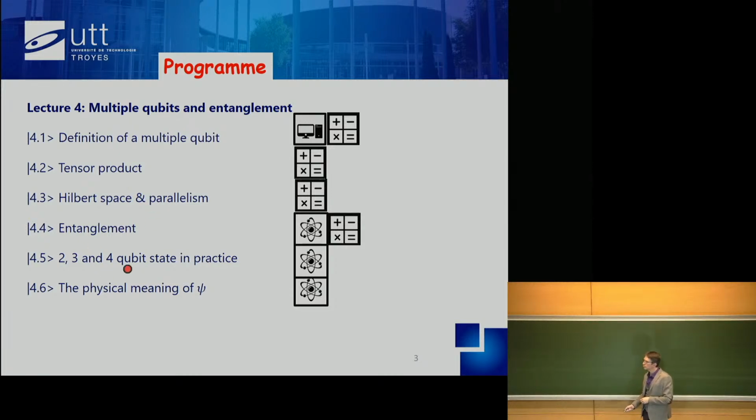Then I will show you in practice how we can make a 2, 3, 4, and more qubit state using an optical setup. And then, if I have time, I will talk about the physical meaning of psi, because so far we discussed psi as a mathematical object, as a qubit, but behind it there is, of course, a physical meaning.